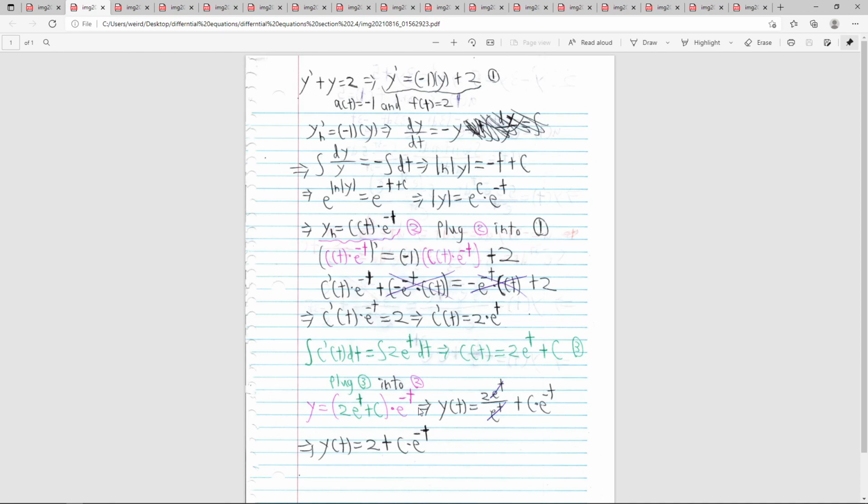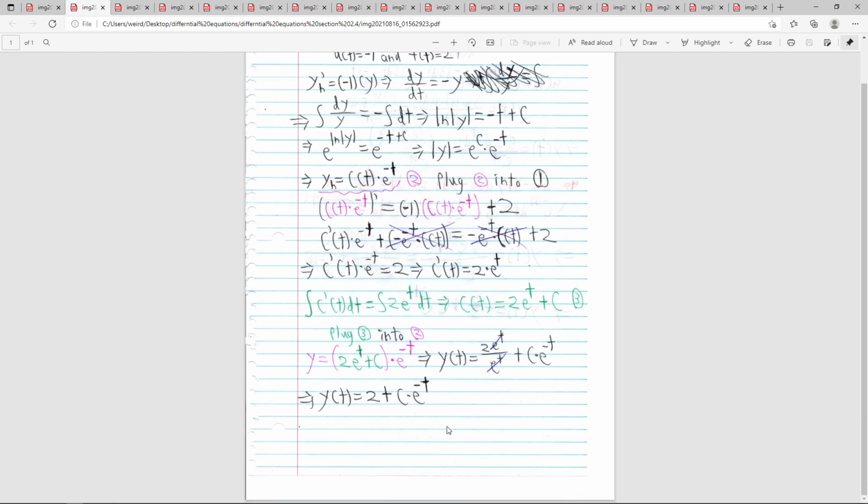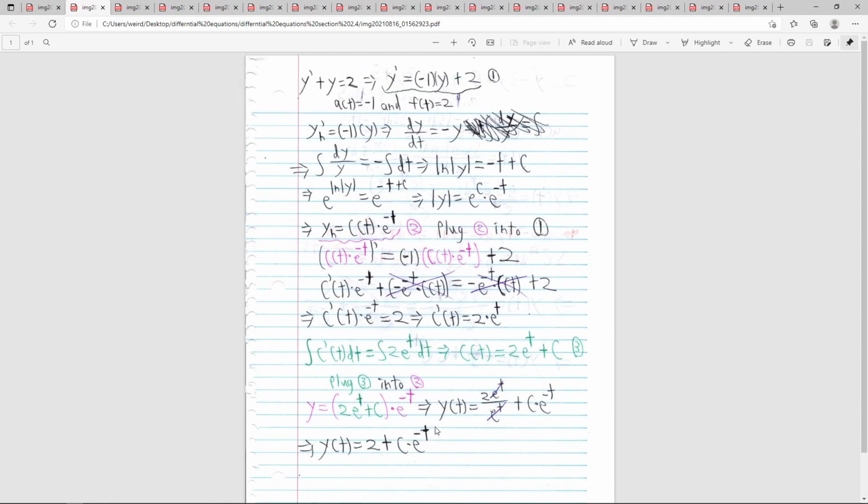Times e to negative d. So we just cancel out terms and simplify. So it's 2 plus c times e to negative t, like the other one got us. You see what I mean? It is a little bit more messy at times, even in a simple problem like this.